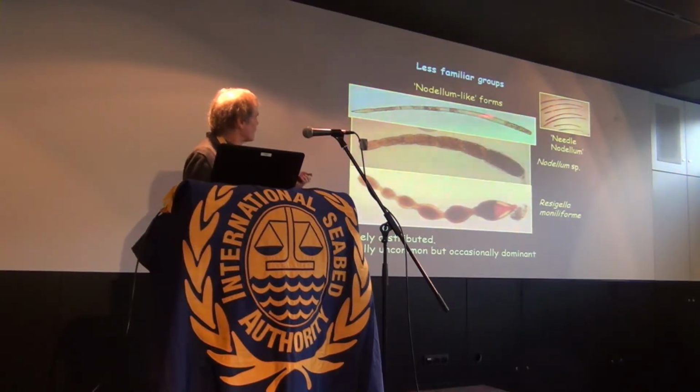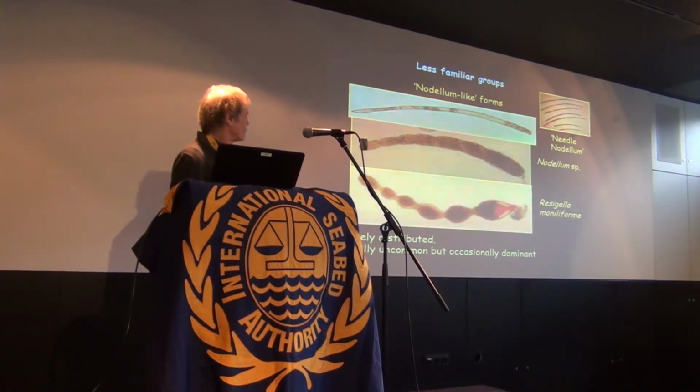Nodellum itself is tubular, so these needle nodellums are very, very thin. We just call them needle nodellums, they don't have a name. And they're just a tube. Other nodellums are wider. And then we have this genus Ratigella. This actually has a name.